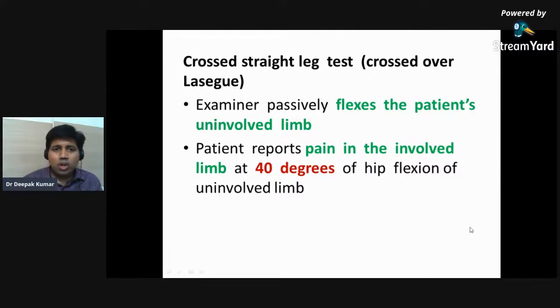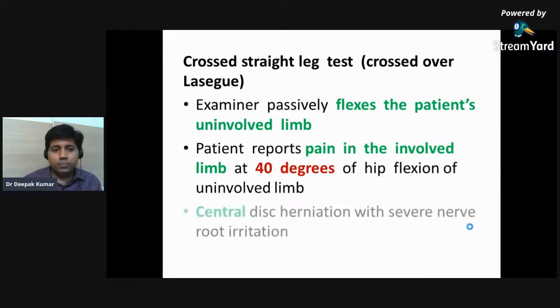What causes the crossed straight leg test to be positive? Well, this is the cause. The word central is the keyword. It's central disc herniation, which interferes with bilateral sides. You see that? Central disc herniation with severe nerve root irritation. This is the cause where you will get a positive crossed straight leg test. This is also one of the tests which can identify a lumbosacral radiculopathy.